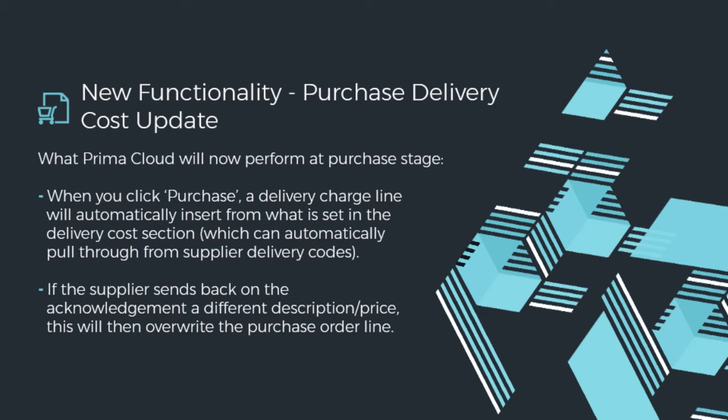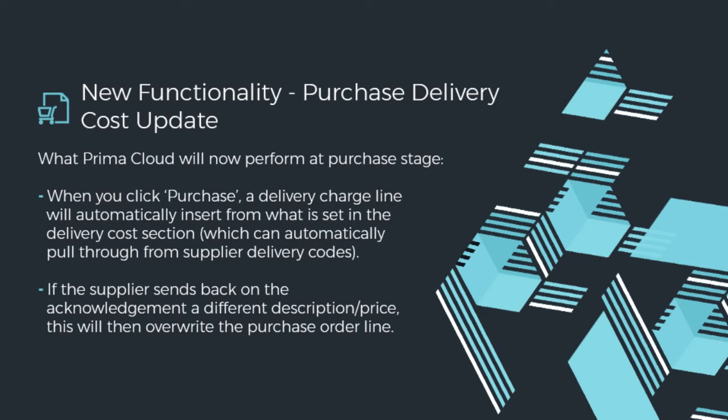So in the last update you will have seen that when you place a purchase order through the system, a new line appears on that purchase order. That is what is going to be explained in this webinar today. Effectively, when you click purchase on the order, a new line will be inserted into that purchase order.